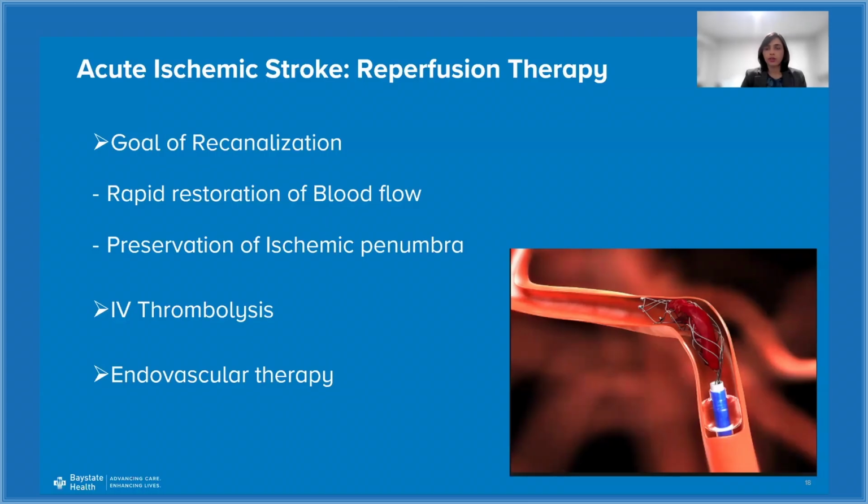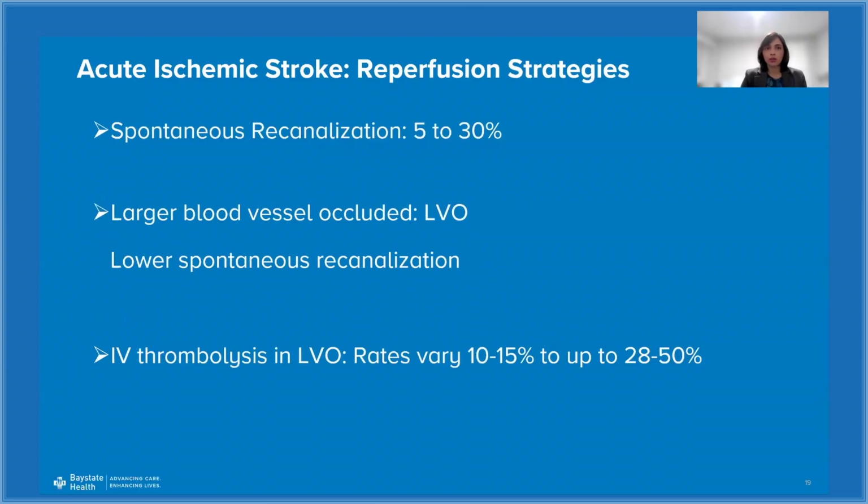One is through intravenous treatment, which is known as IV thrombolysis. And the second one is endovascular therapy, which is what we'll be focusing on. But before we go there, we'll be talking about some historical aspects as well.